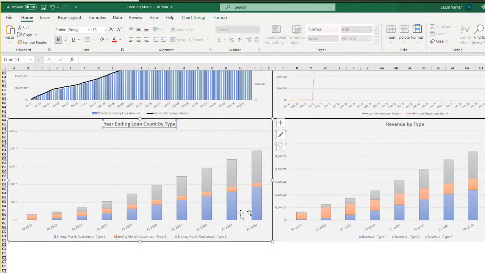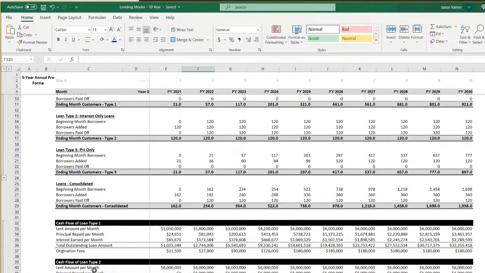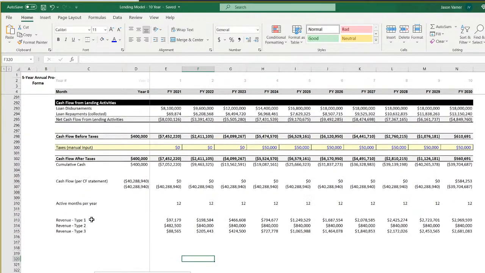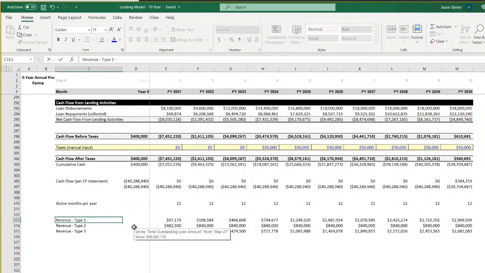You can see the loan counts and then the revenue earned by each type. I think that's useful. Let's change the title here. The types will never change because the logic is literally built in and hard coded. So this is going to be interest plus P and I. This is interest only. This is P plus I only.